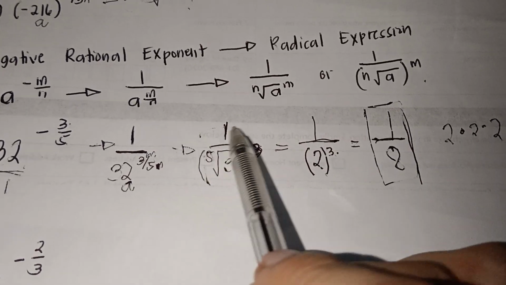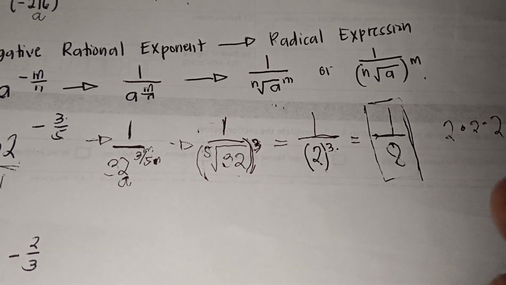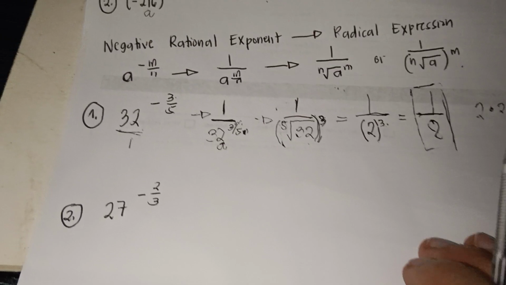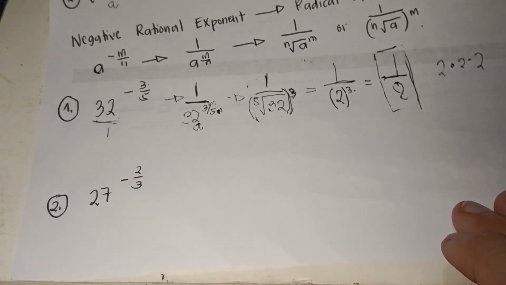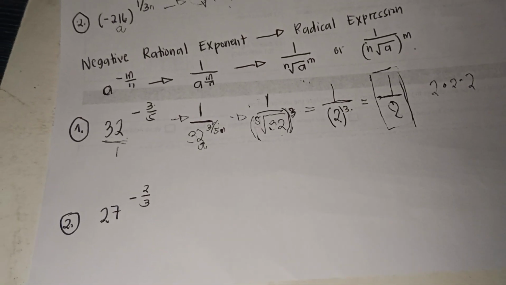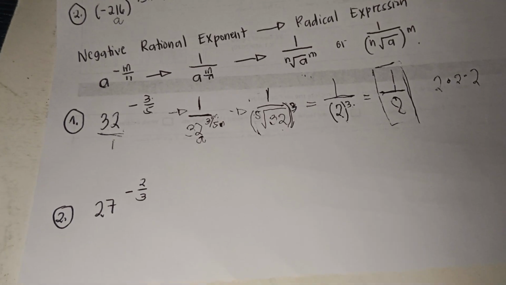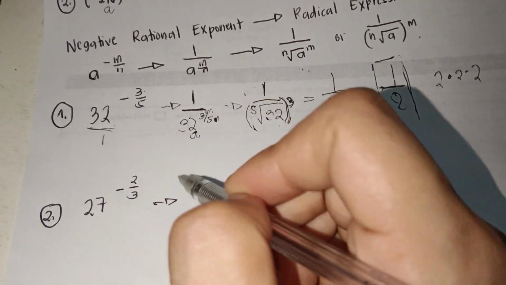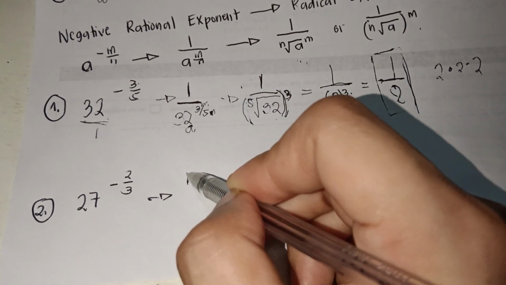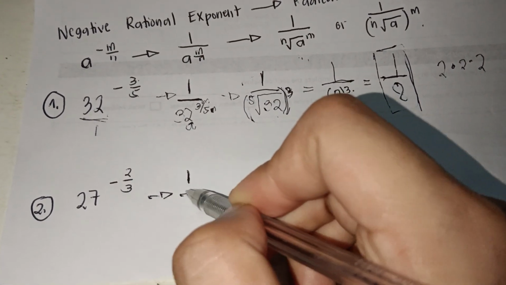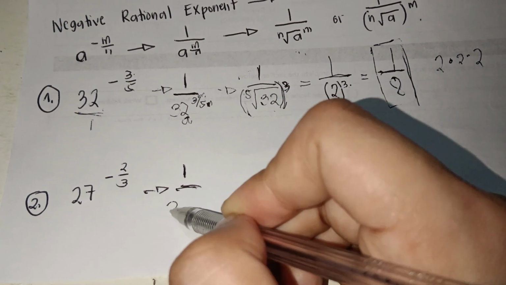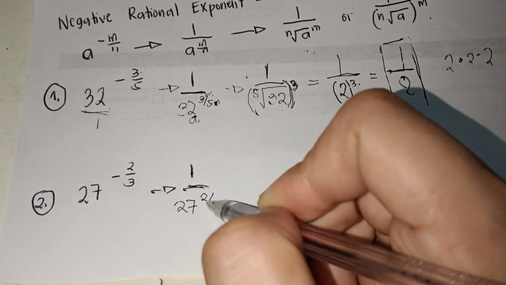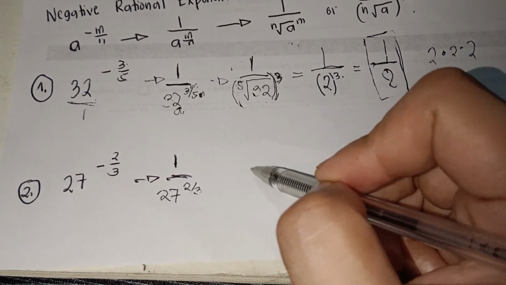Okay? Pero you can use formula number 1. Medyo pinadali ko lang po ito. Mas madali po kasi sa akin gamitin yung formula number 2 po. So, yun din naman po yung gagamitin ko sa number 2. So, ganun din po sa number 2. As we get the reciprocal first, so it will become 1 over 27 raised to 2 over 3 po.